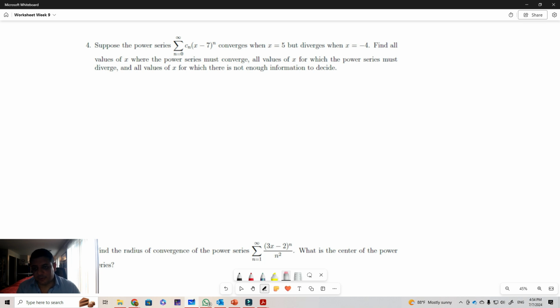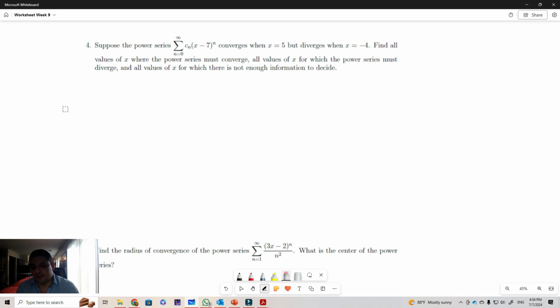Now, exercise 4 requires a little bit more analysis. We have that the series sum of Cn times x minus 7 to the n converges when x equals 5, but diverges when x equals minus 4. We want to find all the values of x where the power series must converge, all the values of x for which this series must diverge, and possibly all the values of x for which there's not enough information to decide.